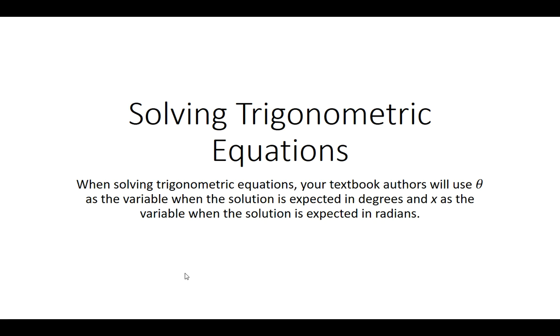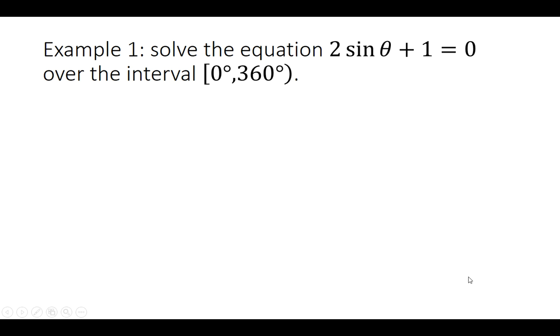Two things to keep in mind. When you're solving a trigonometric equation, you're going to see both theta as your variable and x as your variable. If it's theta or any other Greek letter, we're going to assume that we're in degrees. If it's x or any other Latin letter, we're going to assume that we're working in radians.